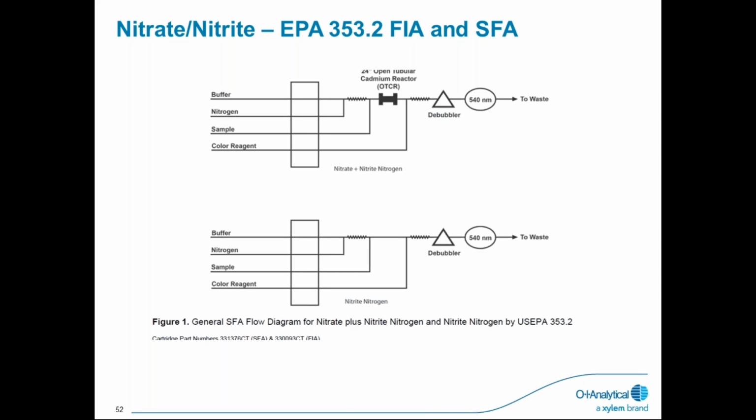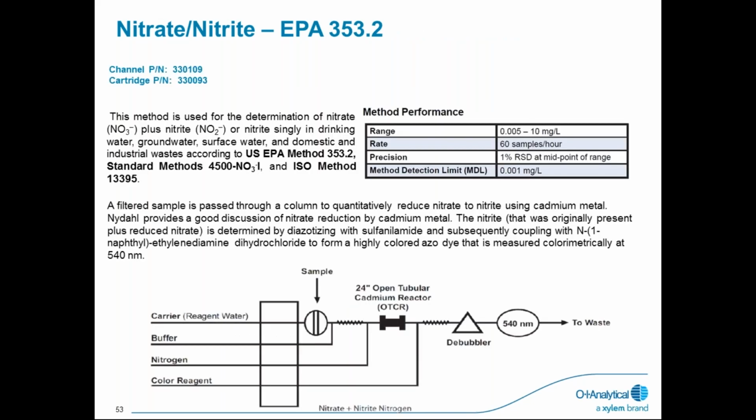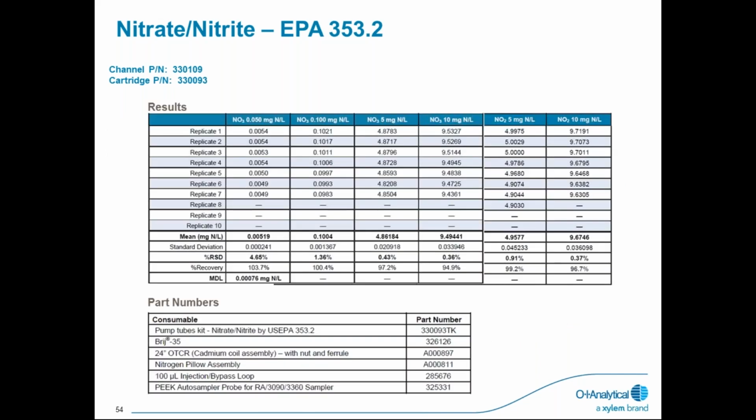If you're just doing nitrate nitrogen, you bypass the cadmium coil and run it that way. Then we have the method with flow injection using the FIA valve, using your cadmium coil again, the bubbler, and a 450 nanometer filter. And showing a little bit of the results.